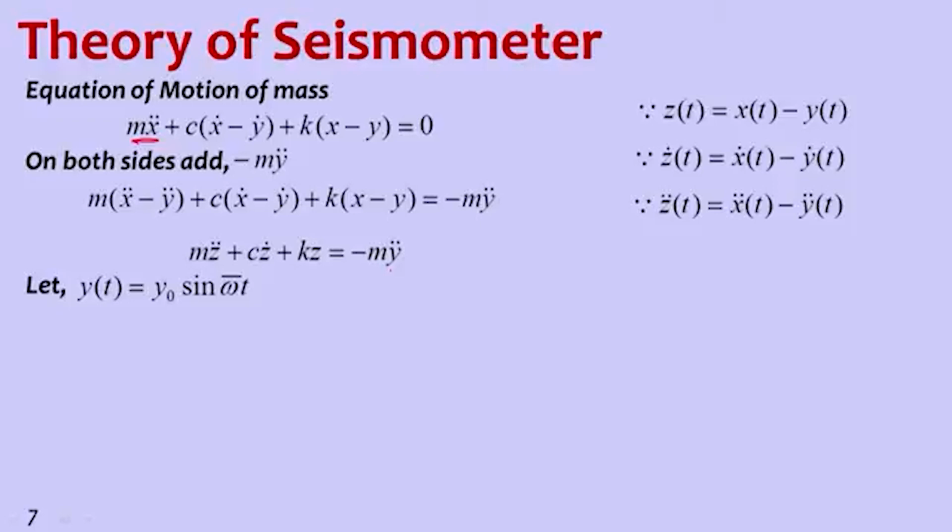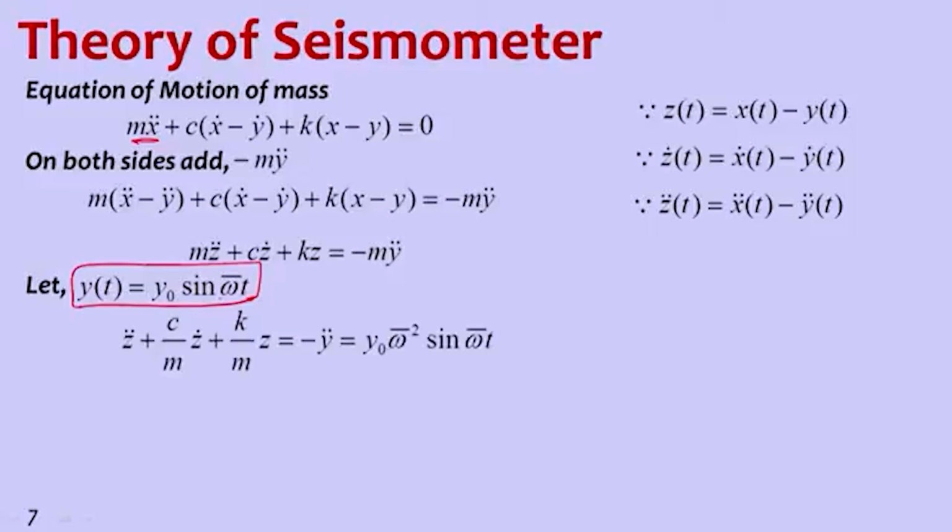Now comes the solution of it. So how do we solve this one? We will approximately assume that y of t is equal to y0 sin omega dash t, where y0 is the amplitude of ground displacement and omega dash is the forcing frequency, that is, the frequency of the ground motion. If we divide the above equation by mass, we get z double dot plus c by m into z dot plus k by m into z is equal to minus y double dot.